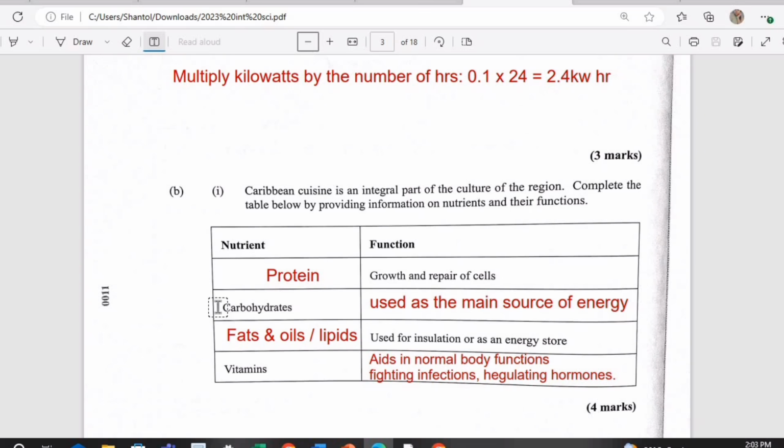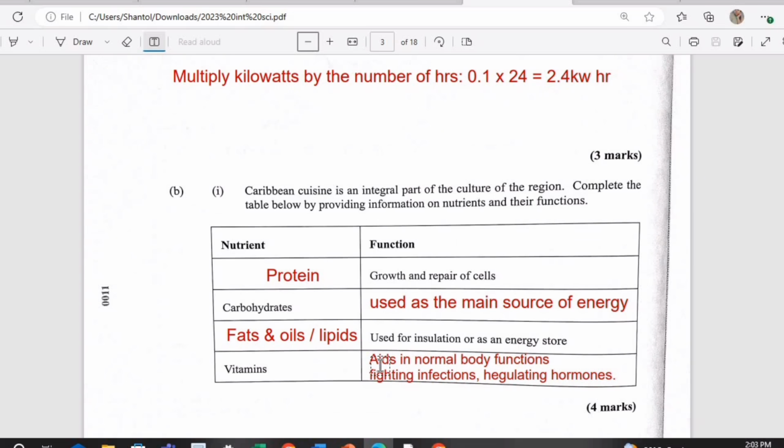The next nutrient was carbohydrates. They asked for the function. It is used as the main source of energy. The next part of the table was blank for nutrient. The function they gave, used for insulation or as an energy store. We know that for insulation or emergency energy, we use fats and oils or lipids. And then the final nutrient they gave us in the table was vitamin.